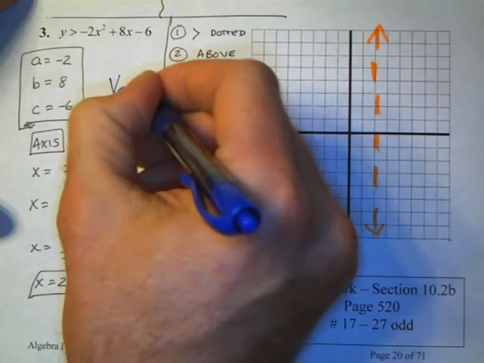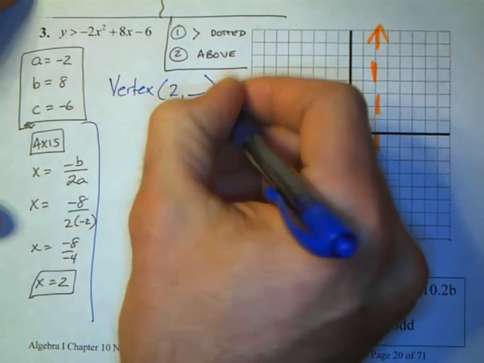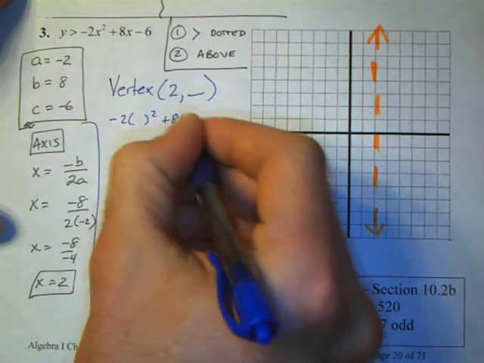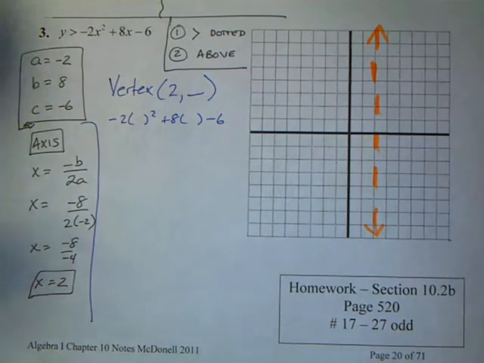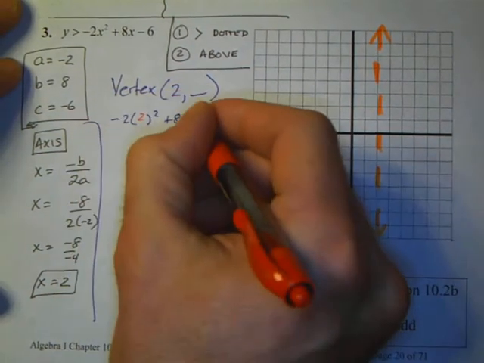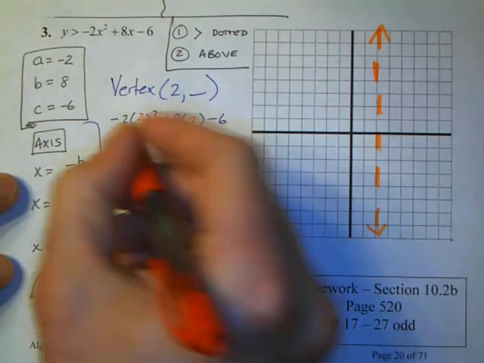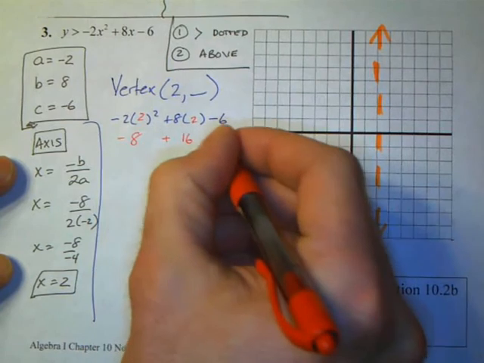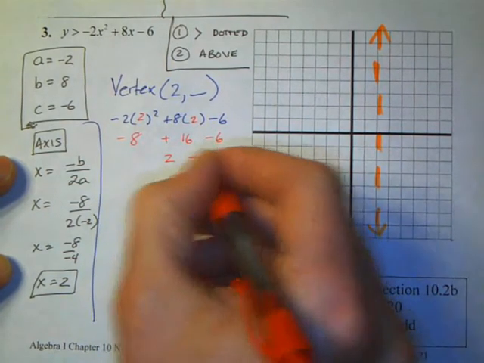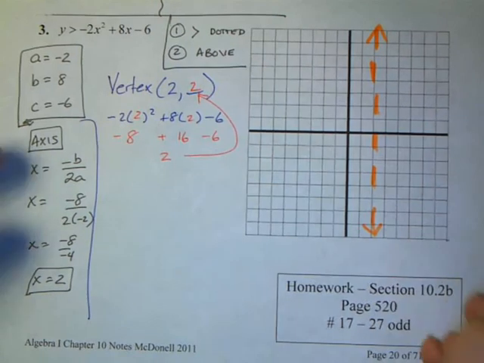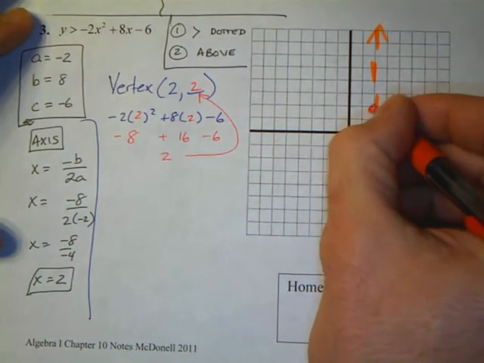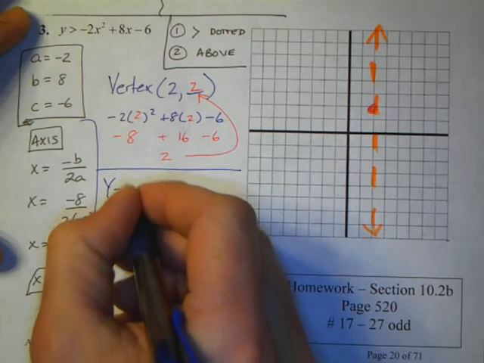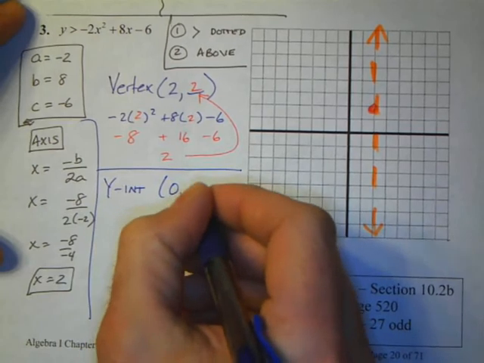On that axis of symmetry lies our vertex. And our vertex can be found by plugging in the value x equals 2. So the question is 2, what? Well, let's see. We're going to plug in the value 2 where the parentheses are to find the value of y. Negative 2 times 4 is negative 8, plus 16 minus 6. Well, that's 2. So our point is 2, 2.